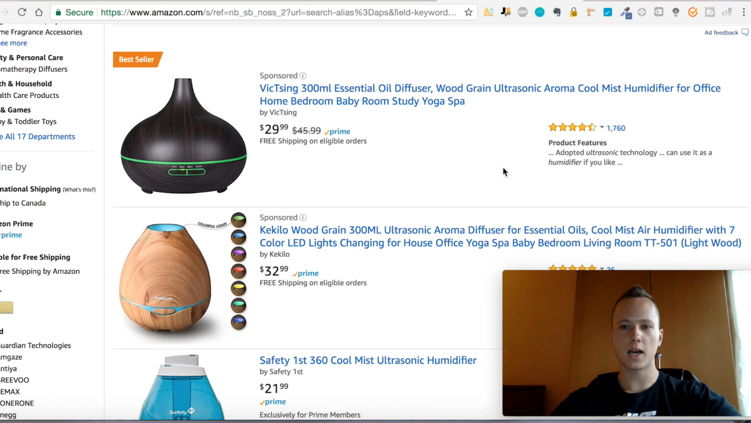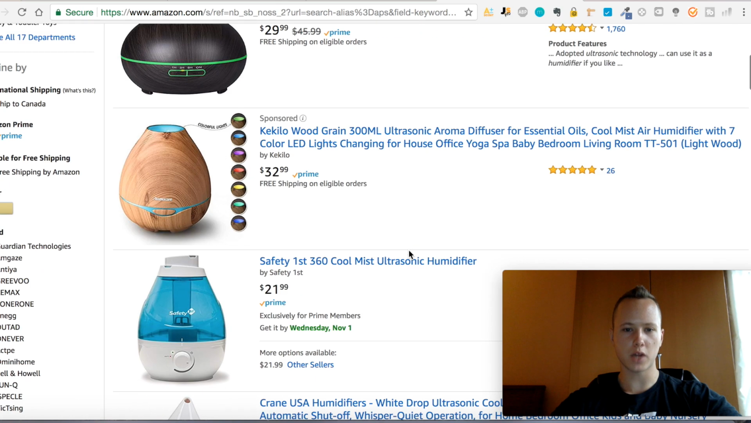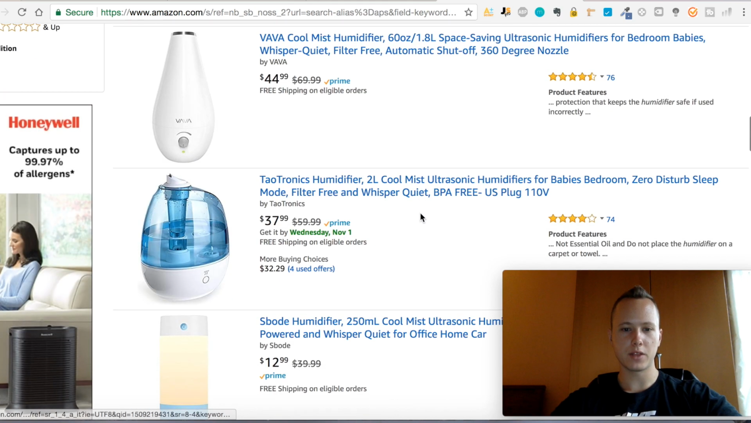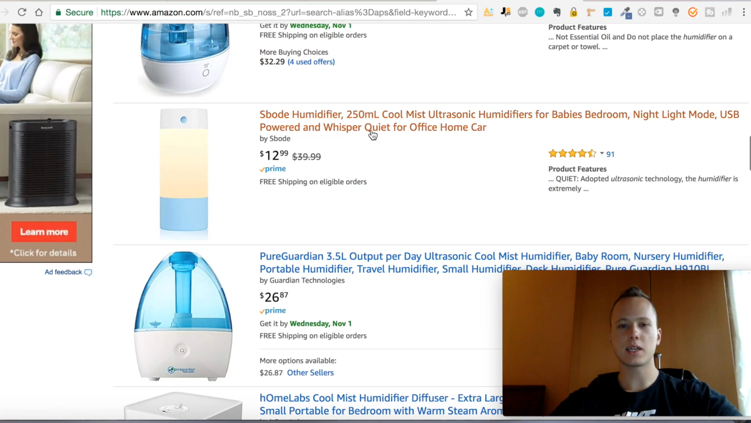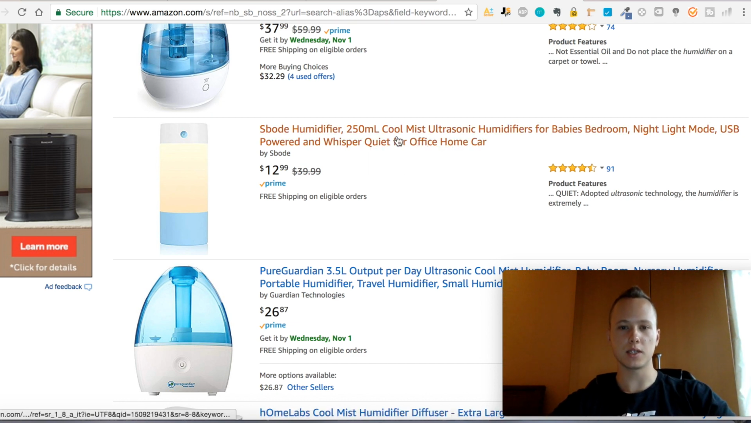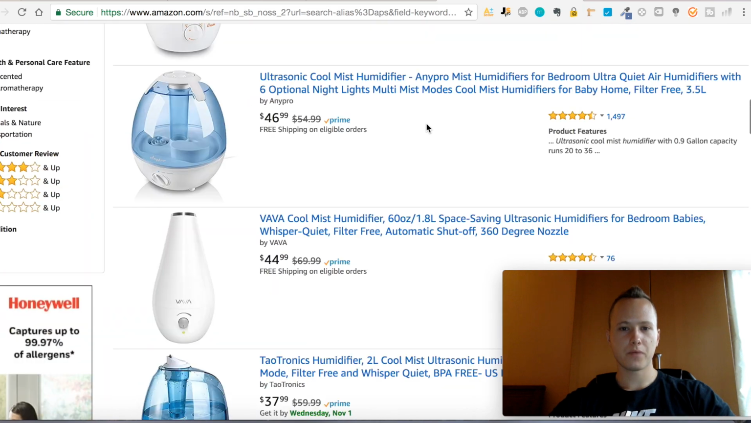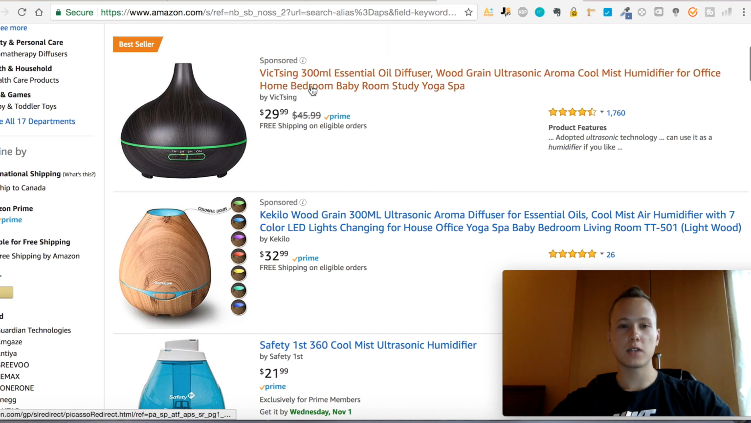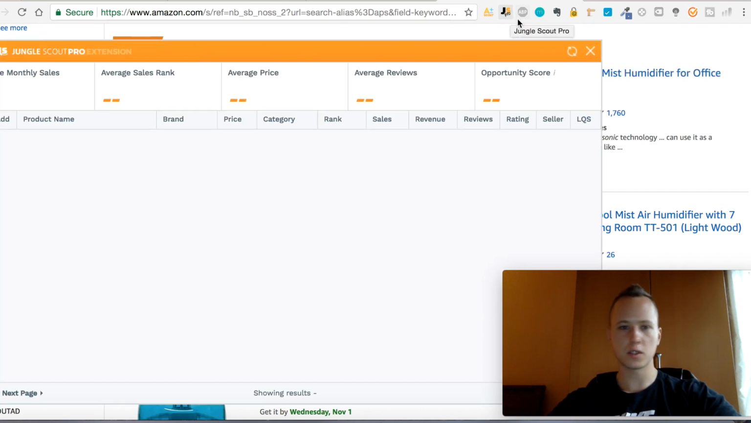Okay, so as you can see, if you look at these products here, the first one is an essential oil diffuser. So it's a cool mist humidifier for office, home, bedroom, baby. So you have to decide whether this is interchangeable with this product right here. And I'm not sure if it is. It looks like it is. Basically what I'm saying is, if people could buy that essential oil diffuser and it does the same thing as this, and I think it does. One is 250 milliliters and this one's 300. Yeah, so they're very similar, and Victing is a lot more expensive. This private labeler sells a lot of essential oil diffusers. Okay, so let's just go ahead and pull up the Jungle Scout and take a look at the numbers on this product.